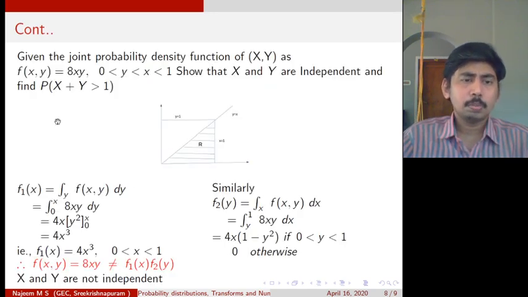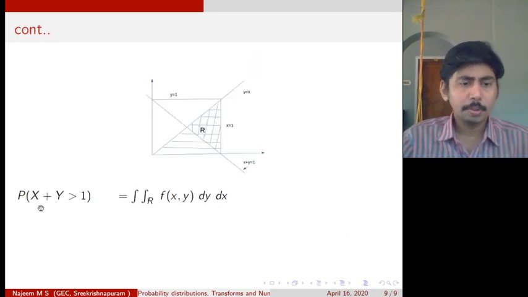Let's go for the next part, probability of x plus y greater than 1. Probability of x plus y greater than 1 is a double integral. How do we draw x plus y greater than 1? This is the old sketch, and in order to include x plus y greater than 1, we draw the straight line x plus y equal to 1. Greater than 1 means above this line, in between this area, this is the area we want. In this area we need to calculate the probability.